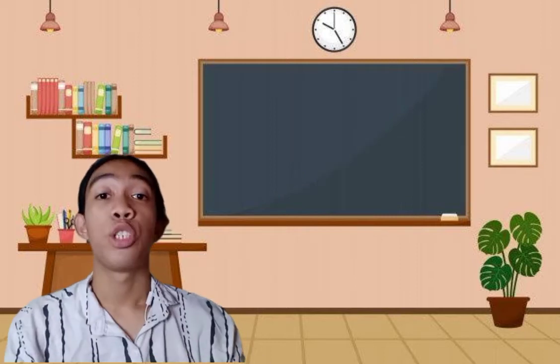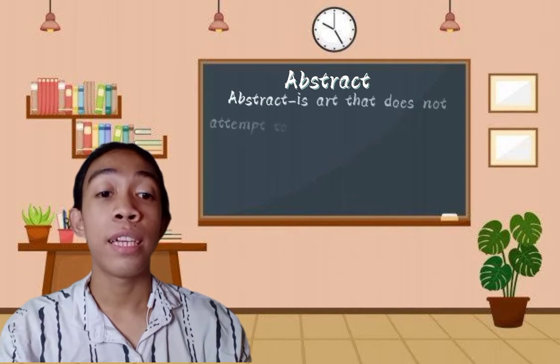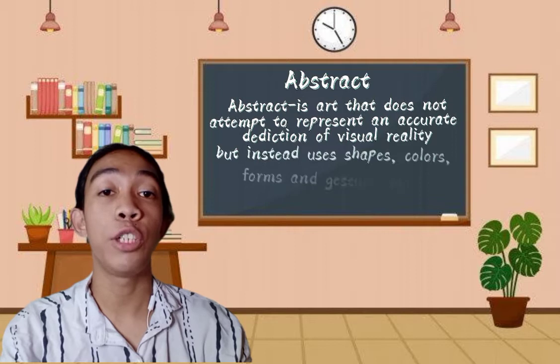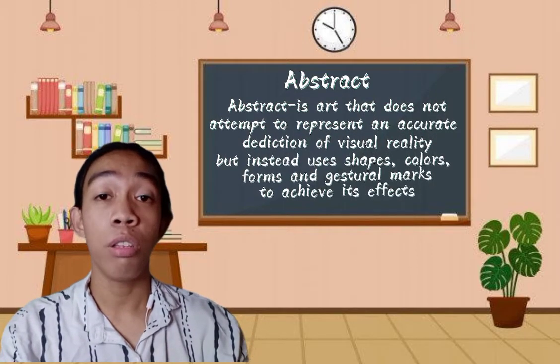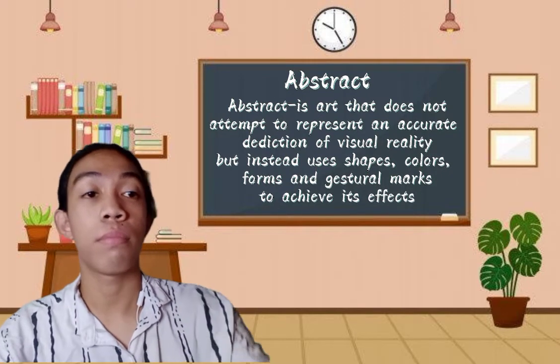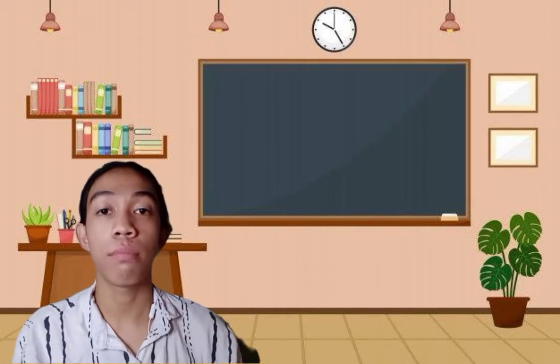portrait. So first is abstract. Abstract is art that does not attempt to represent an accurate depiction of visual reality, but instead uses shapes, colors, forms, and gestural marks to achieve its effect. And here are some examples of abstract.